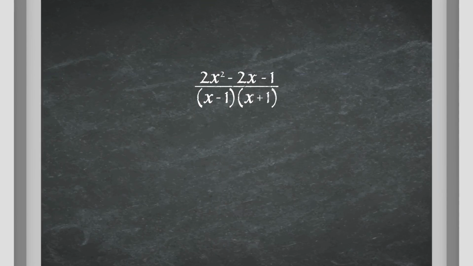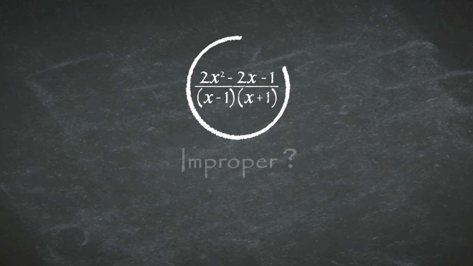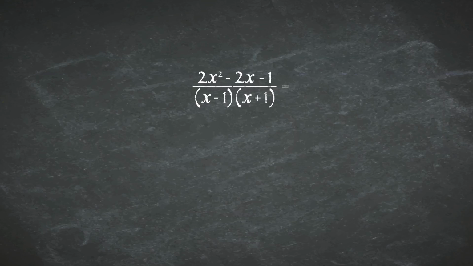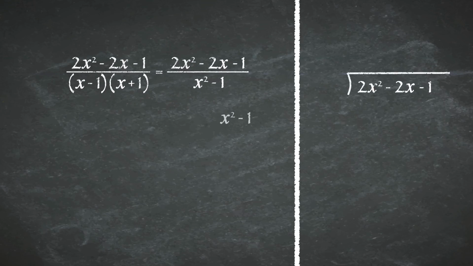Let's see another example. Here, the denominator is a product of linear factors. Is this fraction improper? Let's see. Expand the denominator. It's actually quadratic, so it has the same degree as the numerator. The fraction is improper. To express it in terms of proper fractions, we proceed with long division. First, divide 2x squared by x squared. We get 2.